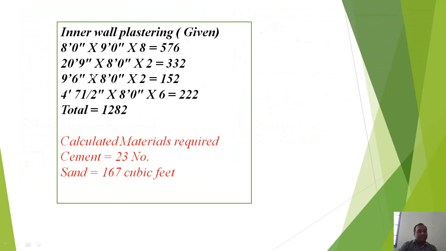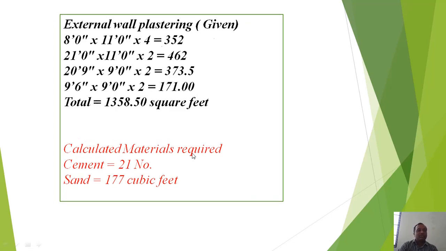Then inner wall plastering. So for inner wall plastering, calculate the dimensions as per the drawing, and then this is the calculated material. Then external wall plastering, calculated material, these are the given things. Wherever I have written given, these are as per drawing. You should always refer to the drawing. Before starting the project, you will have your drawings with you. So based on the drawing, you calculate these dimensions, and based on the dimensions calculate the quantities, and based on the quantities you calculate the material requirement.